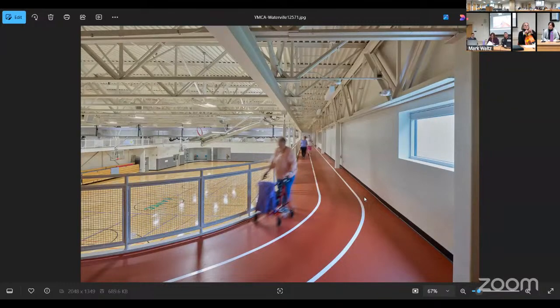But it is an accessible path. You can see that this was not actors, these were real people actually, with a stroller, and other people just walking in the community.